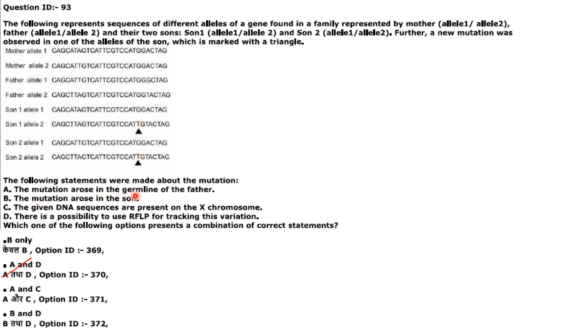The mutation arose in the son. No. The given DNA sequences are present on the X chromosome. So that is also not correct. There is a possibility to use RFLP for tracking this variation. So that also is correct. So A and D are correct, and the answer here is option ID 370, that is A and D.